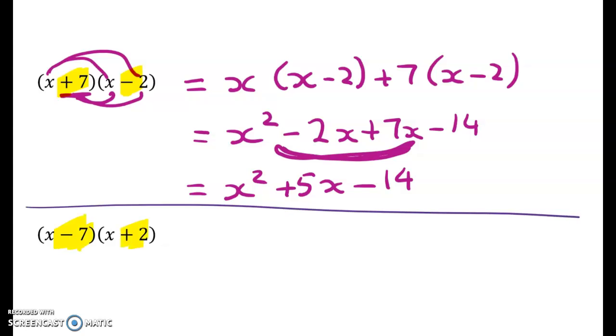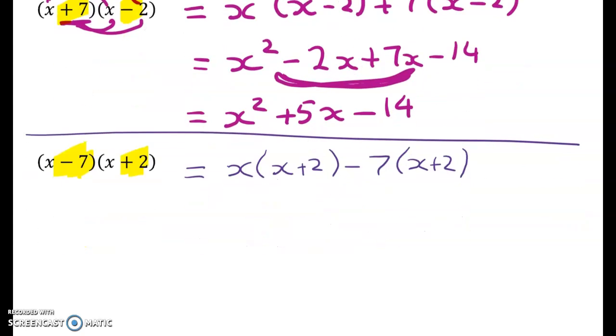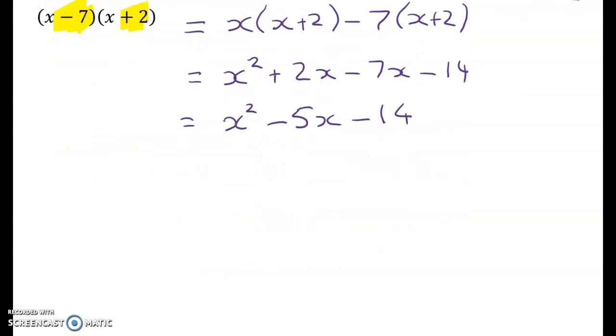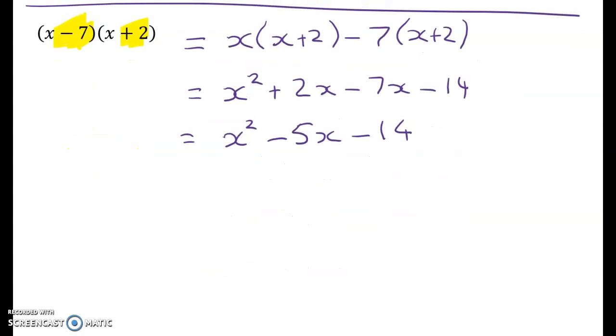Right? So for this one here, we're going to have x times (x plus 2) minus 7 times (x plus 2). You don't have to have that line of working, but it's always a good one to put in, especially if you're doing a harder problem. Right? So we've got x squared plus 2x minus 7x minus 14, which gives me x squared minus 5x minus 14. Okay, that's all I'm going to do in this video on expanding.